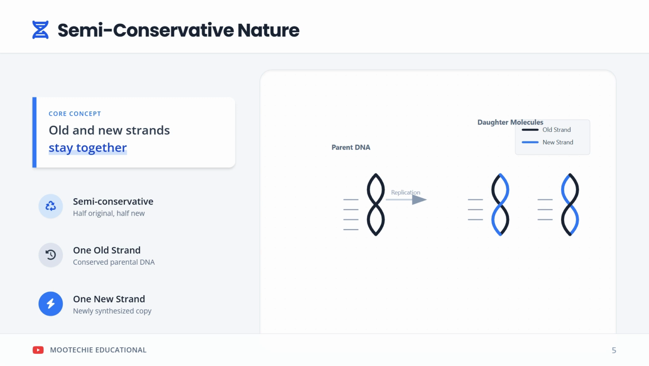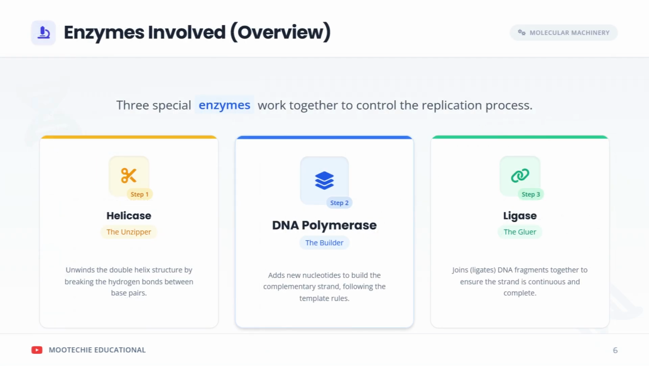This complex process is carried out by a team of special enzymes. Three key enzymes work together. First, Helicase. Think of it as the unzipper. Its job is to unwind the double helix. Then, DNA Polymerase acts as the builder. It adds the new nucleotides to build the complementary strand. Finally, Ligase is the gluer or the sealant. It joins the DNA fragments together to form a continuous, complete strand.